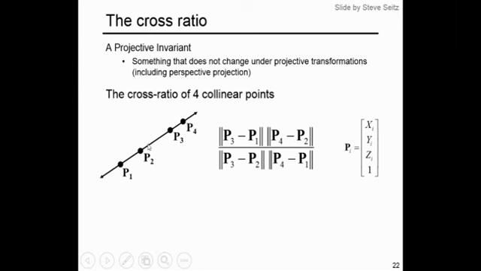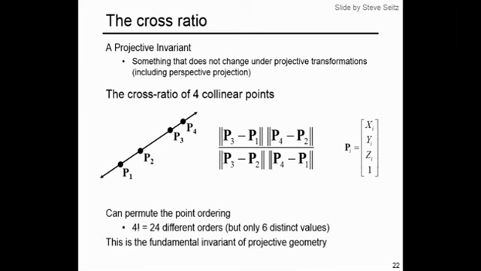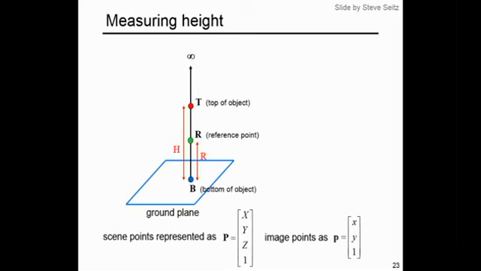It's constant under projection. So that cross ratio is the same in 3D as it is in 2D, no matter what my points are, and no matter what my rotation and translation and intrinsic matrix are, because it's all a perspective projection. This is called the fundamental invariant of projective geometry. So we can actually use that, maybe surprisingly.